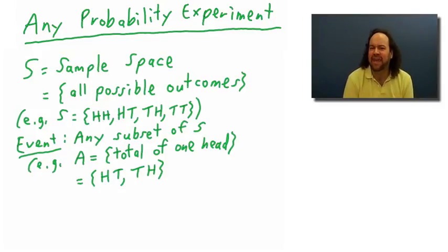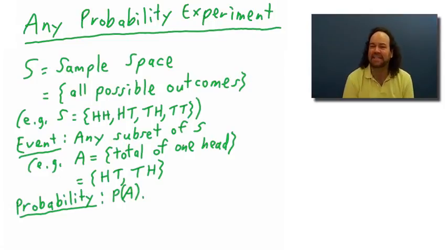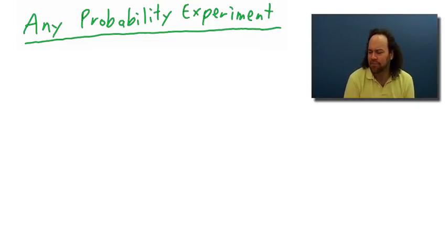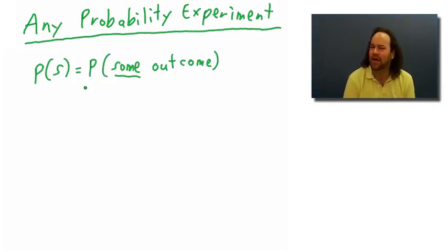Now we can say that any event A has a probability, which is written P of A, and it's some number in between 0 and 1. Or you could say in between 0% and 100%. So that seems pretty clear. We could also say that if we look at the probability of the entire sample space, well, that should be the probability that some outcome occurs. And just like in the previous example, that should be 1 or 100%.